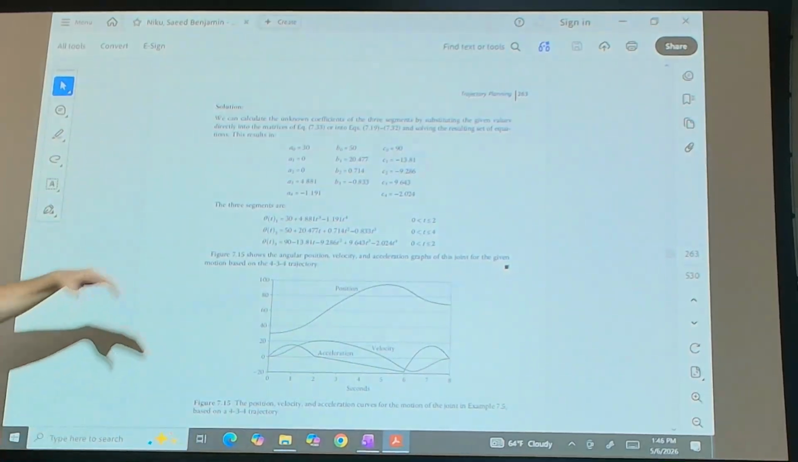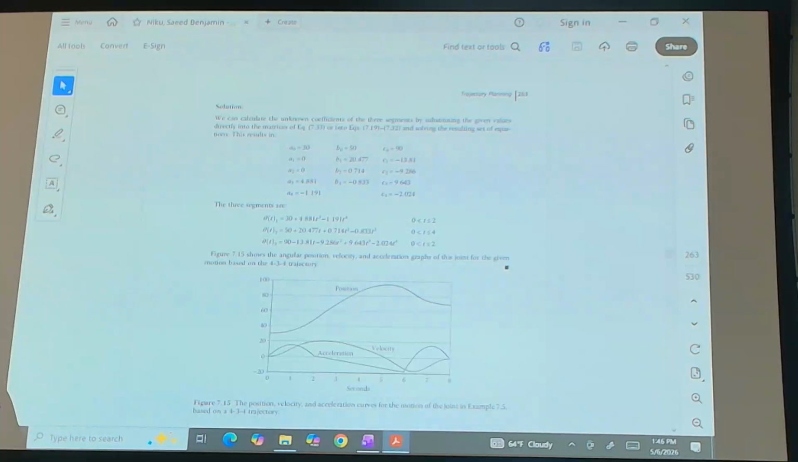Might be interesting to compare and contrast a 4-3-4 to a 5-3-5. Or, and I haven't asked this question, but maybe I'm going to ask this question because it's kind of cool. What does a 5-3-4 look like?